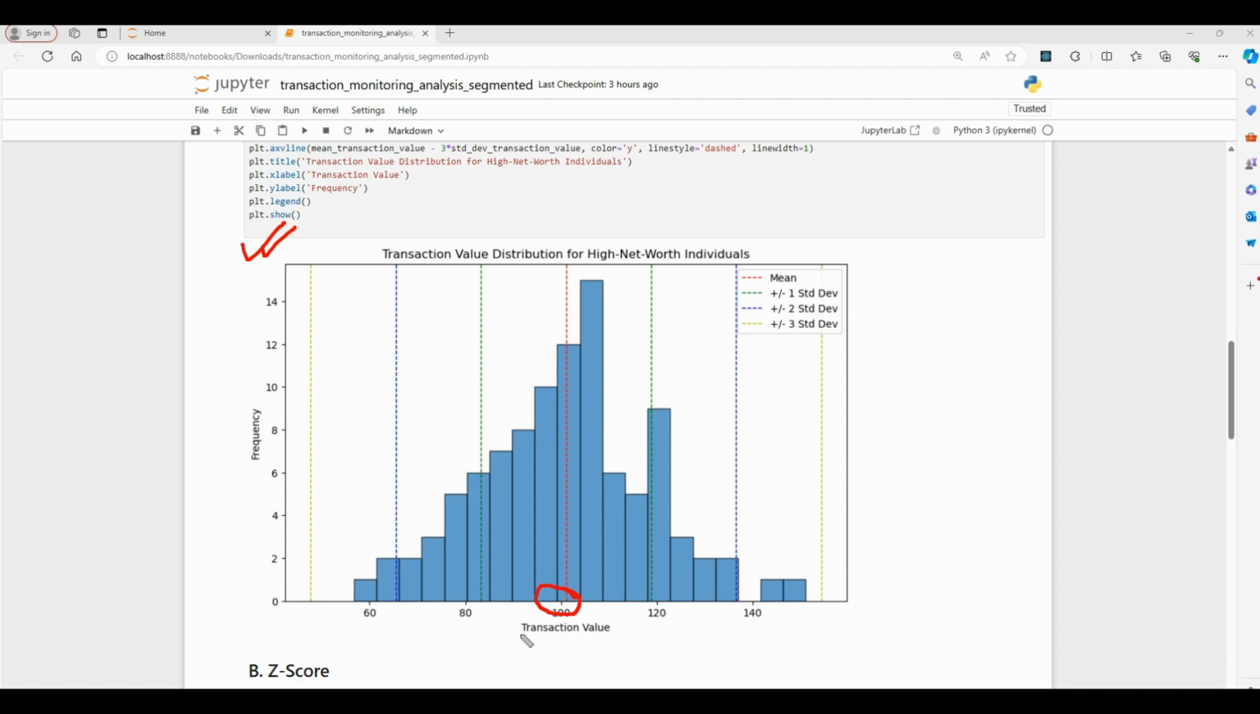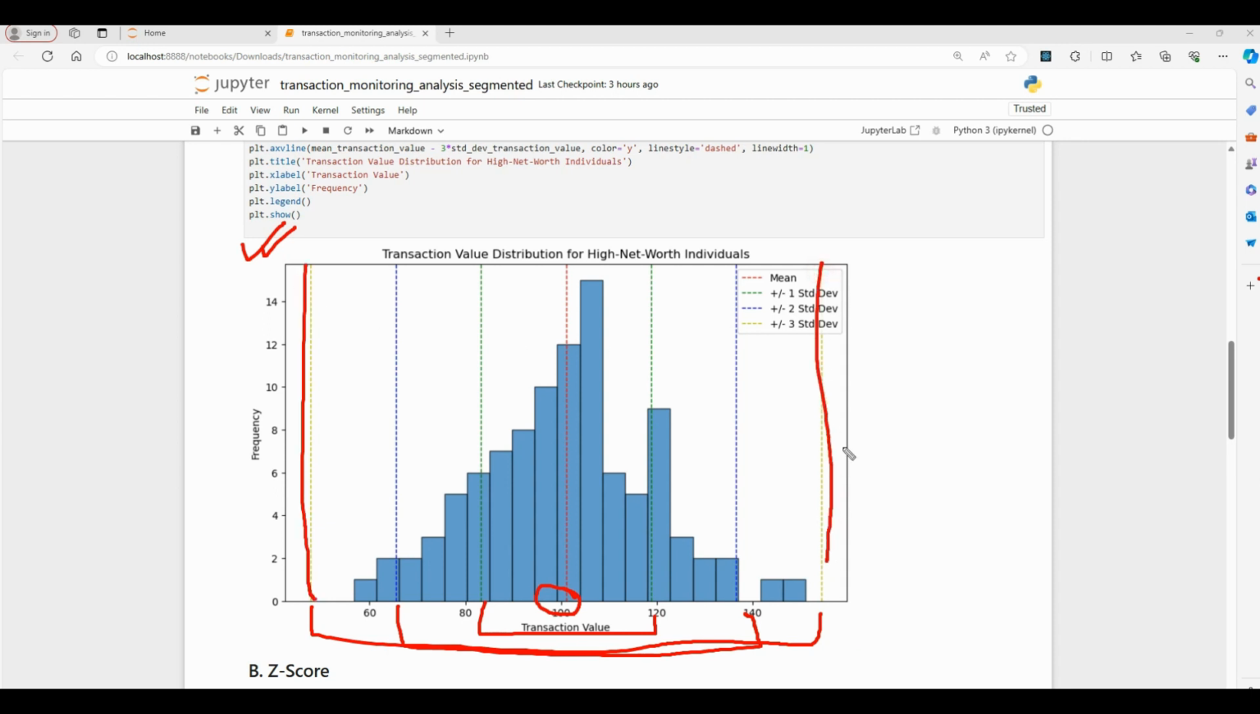This is the mean, and from here to here is the first standard deviation from the mean, which includes about 60% of total values or data. From here to here is the second standard deviation, which includes about 95% of all values. Similarly, from here to here is the third standard deviation, which includes 99.7% of all values.